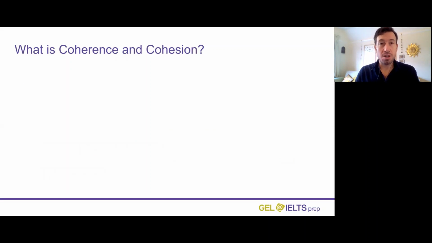Now let's move on to look at coherence and cohesion. So first we need to understand what is coherence and cohesion. Well, coherence and cohesion is how well you connect your ideas together. Now that could be paragraphs, how well you put your ideas into paragraphs, or it could be one sentence connecting to another sentence and how well you do that. Let's look at a little bit more detail here.